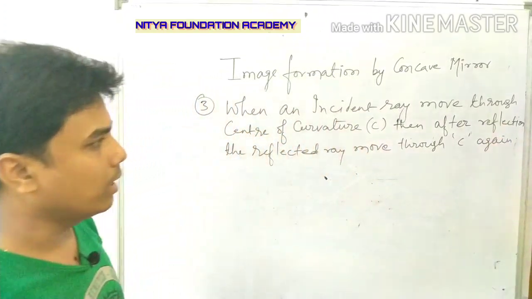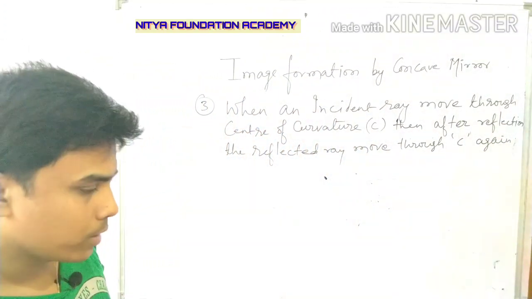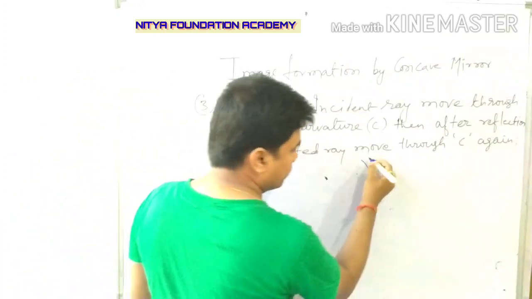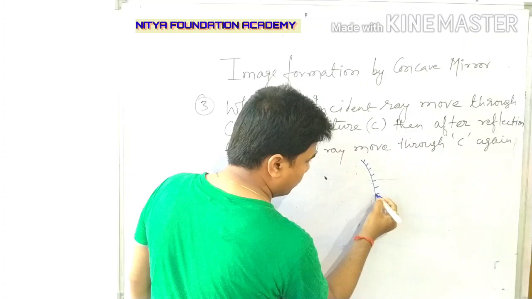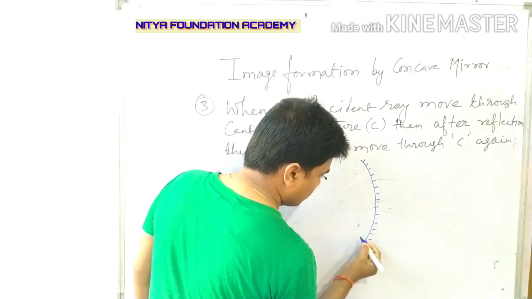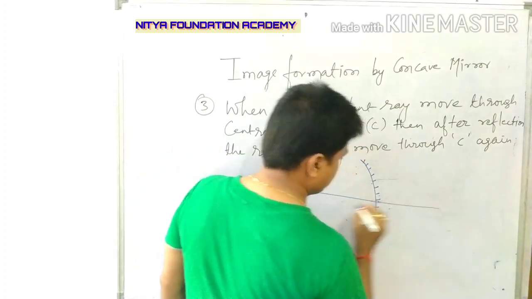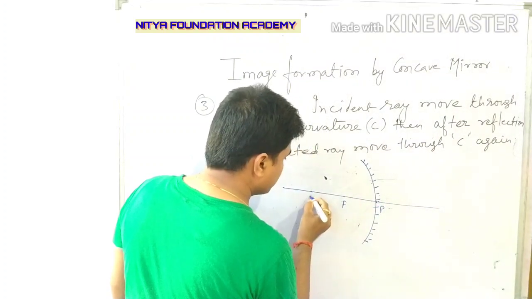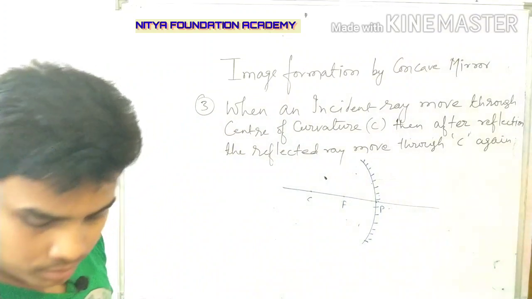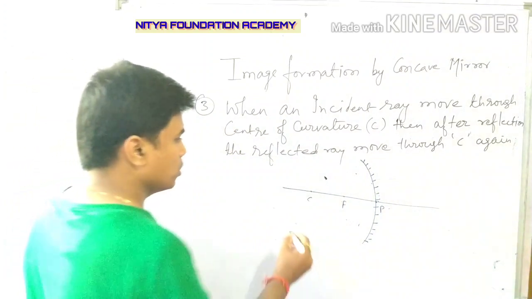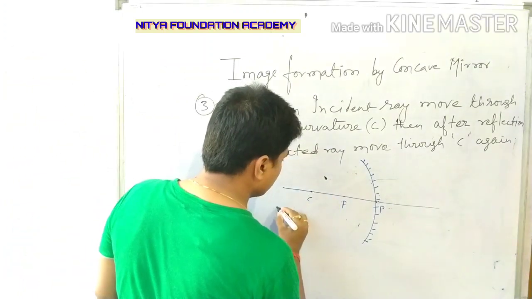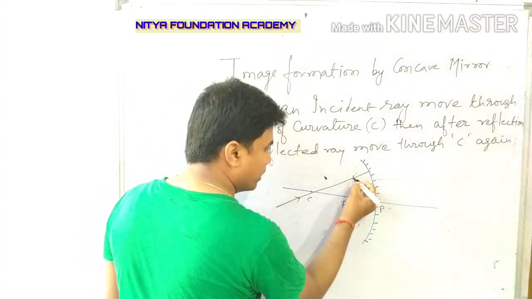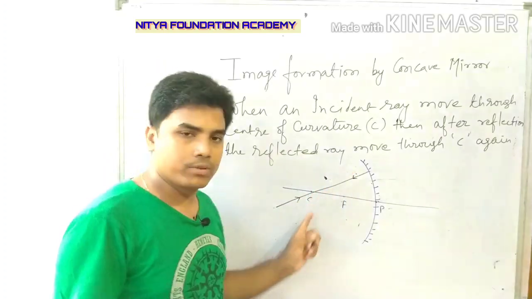So what I actually wrote here is that in a concave mirror, so this is the principal axis again, this is the pole, this is the focus, and this is the center of curvature. So when the incident ray just moves through the center of curvature, after reflection it will again come back through the center of curvature.